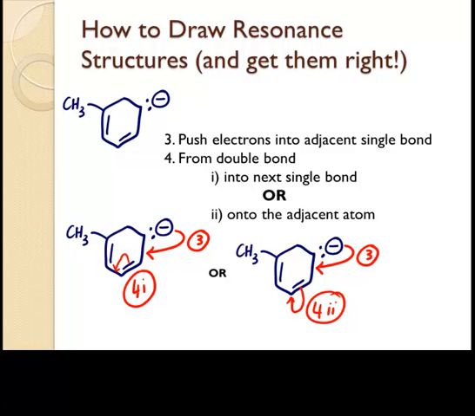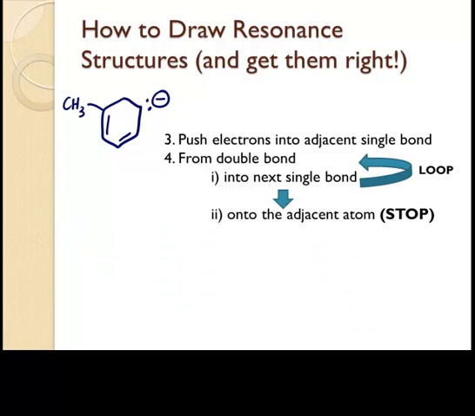I'm going to go through each of them now in detail to show what you do next, but you do have two choices. Let's look at where we stop on the atom. Step 3, push the electrons onto the adjacent single bond. Step 4, from the double bond onto the adjacent atom. Once you stop at the atom, that's like the stop sign. That's when you draw out the resonance structure.